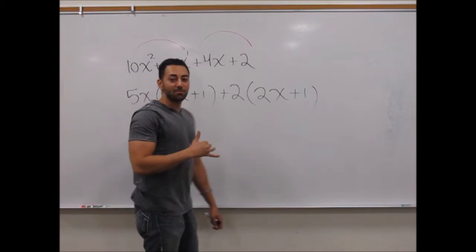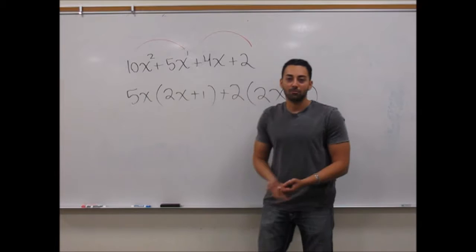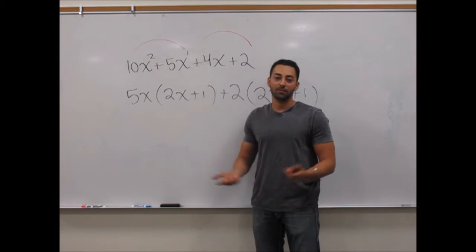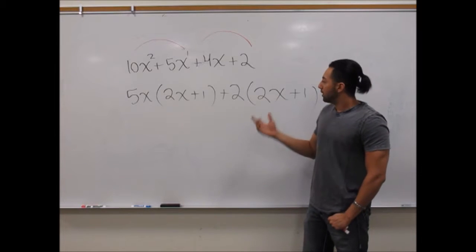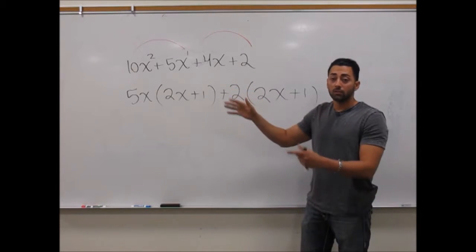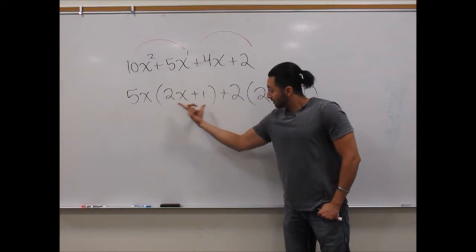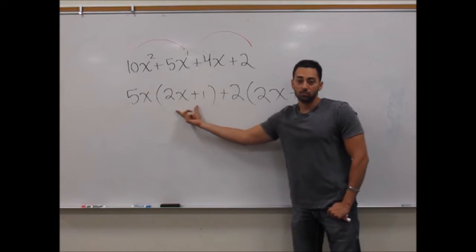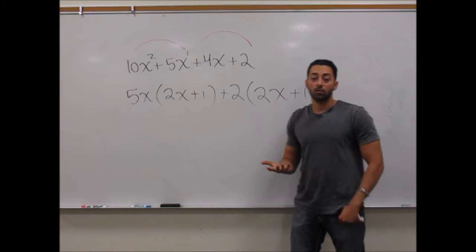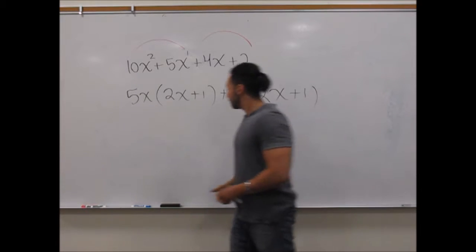Now this is going to happen, I want to say, 99% of the time. I don't want to say 100 because in math, something weird could happen. But it's always going to work out in a way where when you factor it separately, you're going to get the same thing inside these parentheses here. You see the 2x plus 1 and the 2x plus 1? That's always going to happen. So you're going to know whether you're doing it correctly or not.